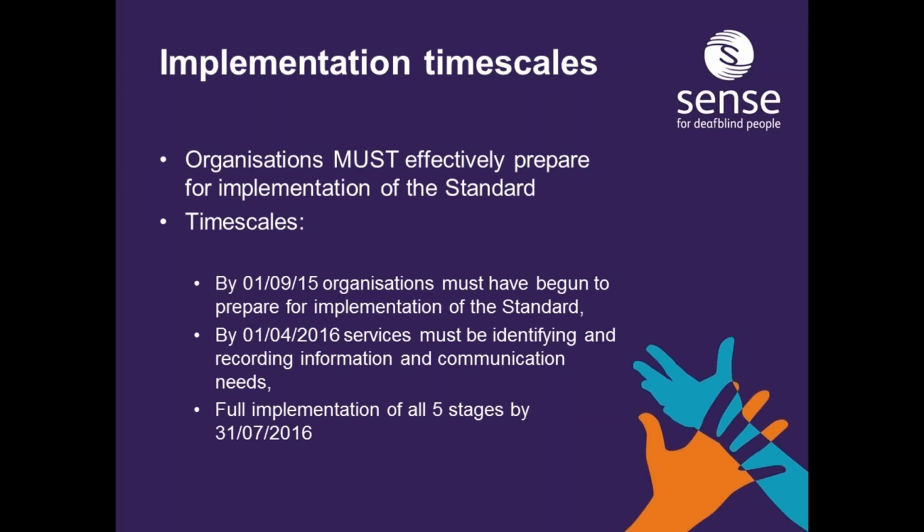So just looking at implementation timescales, organisations must effectively prepare for implementation of the standard. You should already be identifying and recording information and communication needs, and all 5 stages of the standard must be implemented by the end of July of this year. So organisations must assess their current systems and processes, develop and roll out a local implementation plan, and they must update or replace current systems if they don't comply with the standard.